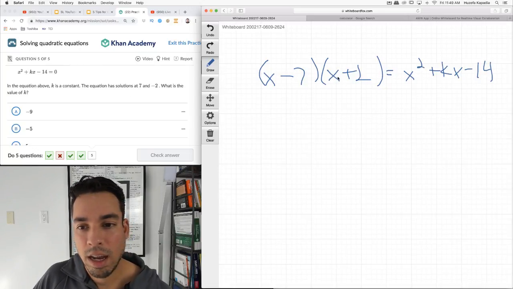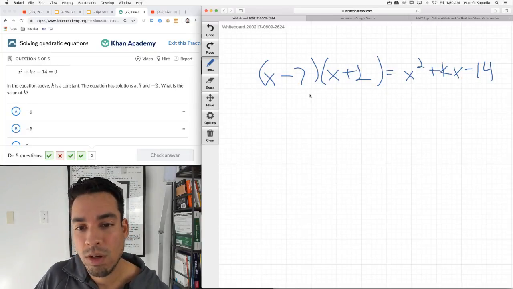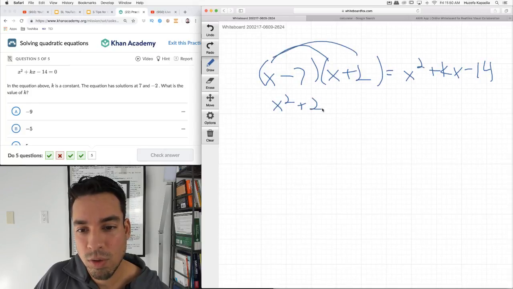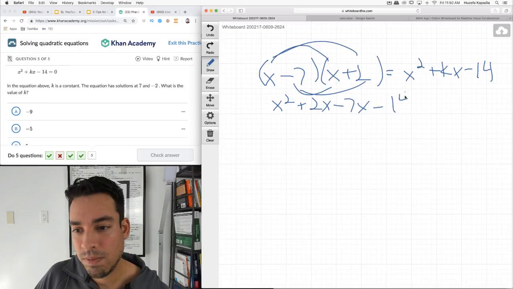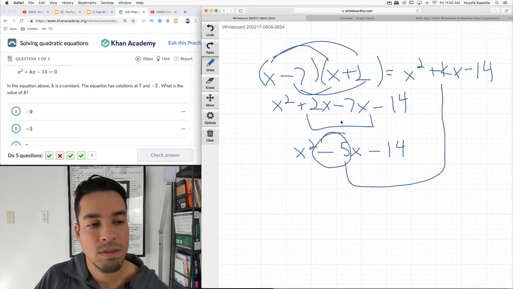And here's the deal, right? Because this also equals 0. If I just FOIL this, I'll figure out what k is. I could try and factor this and go backwards, kind of a pain, but this is much easier to go forward. So let's FOIL: x squared plus 2x minus 7x minus 14. Combine like terms, x squared minus 5x minus 14. And guess what? My k is right here, right? Which is, don't forget the minus in front of it, negative 5.